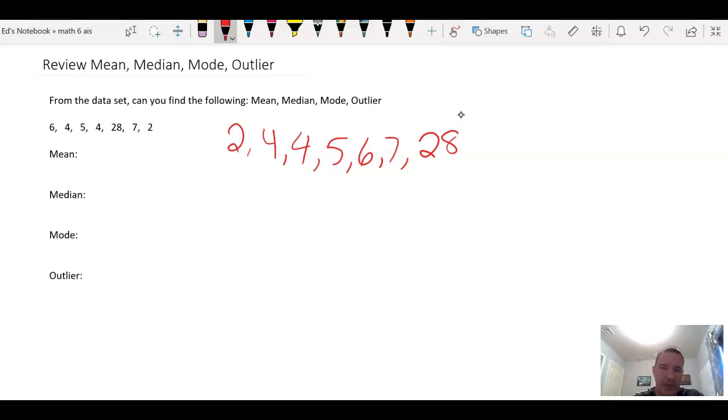So 2 plus 4 is 6, plus 4 is 10, plus 5 is 15, plus 6 is 21, plus 7 is 28, plus another 28. So the sum equals 56.